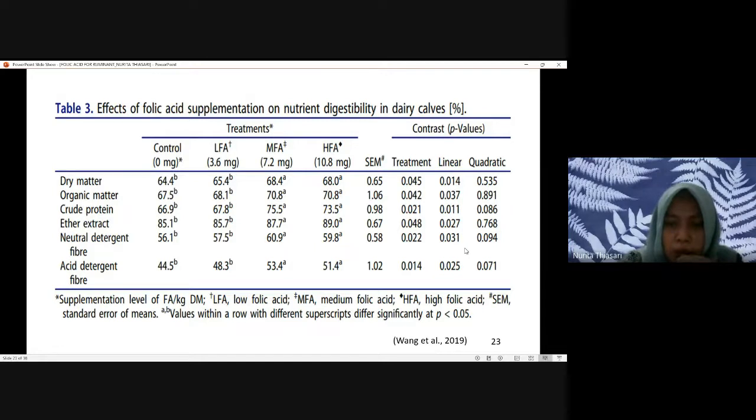Okay, thank you for the question. The addition of the folic acid will increase the nutrient digestibility because, as we know, in ruminants the nutrient digestibility is helped by the rumen bacteria. With the supplementation of the folic acid, it will increase or promote the growth of the ruminal bacteria. Then the ruminal bacteria will digest more of the nutrient. So the increase of the rumen bacteria will increase the nutrient digestibility.